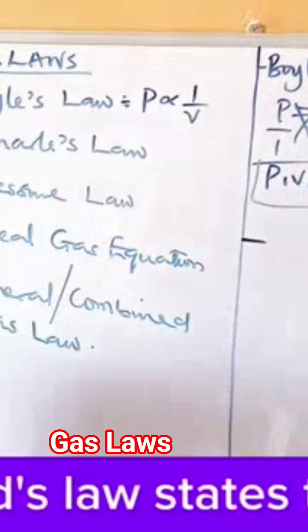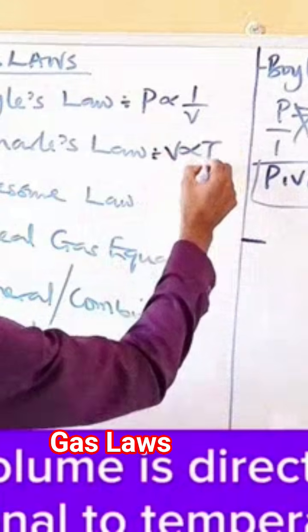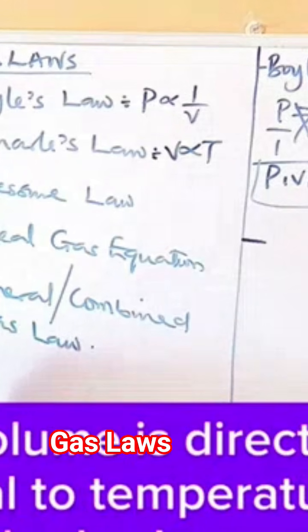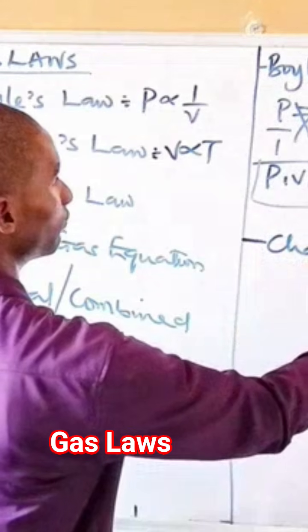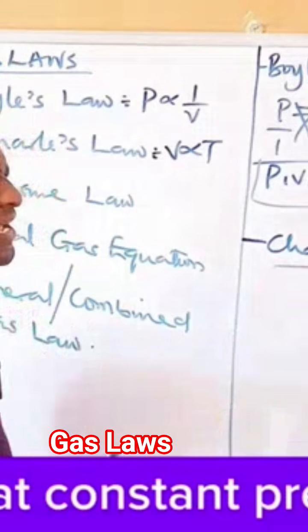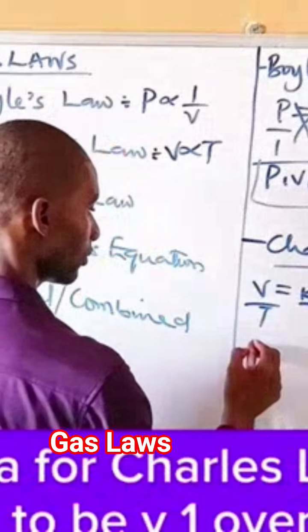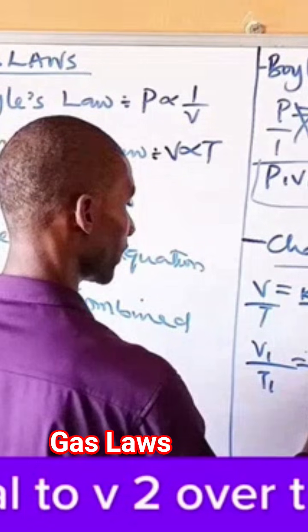Charles' law states that your volume is directly proportional to temperature. So if volume is directly proportional to temperature, our Charles' law states that at constant pressure, volume is directly proportional to temperature. The formula for Charles' law is going to be V1 over T1 equals V2 over T2.